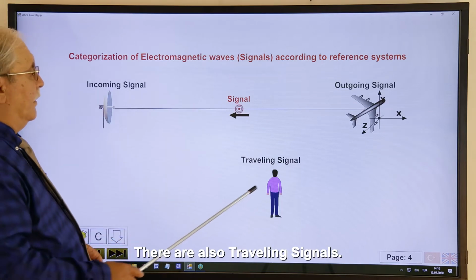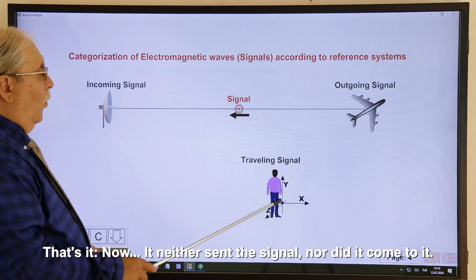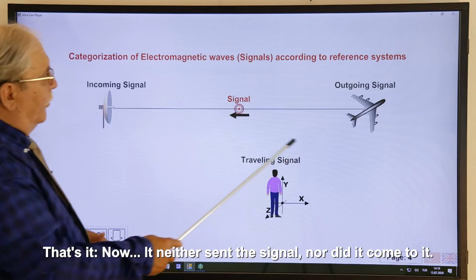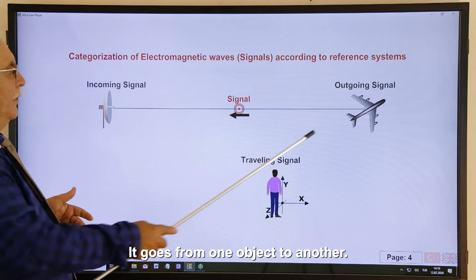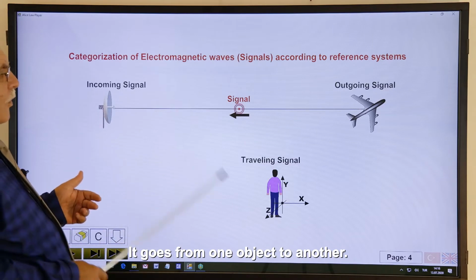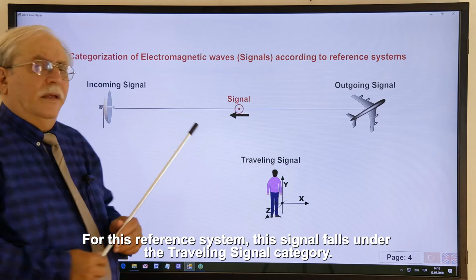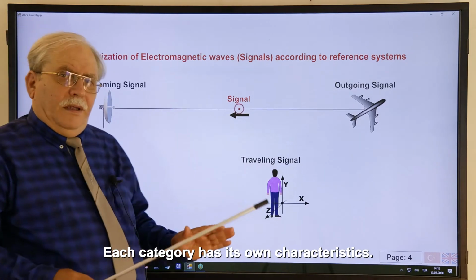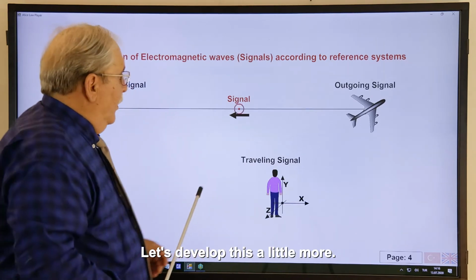There are also traveling signals. That's it. Now, it neither sent the signal, nor did it come to it. It goes from one object to another. For this reference system, this signal falls under the traveling signal category. Each category has its own characteristics. Let's develop this a little more.